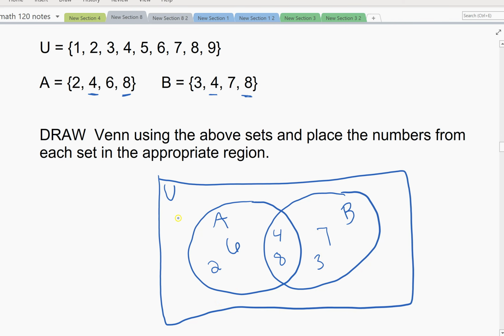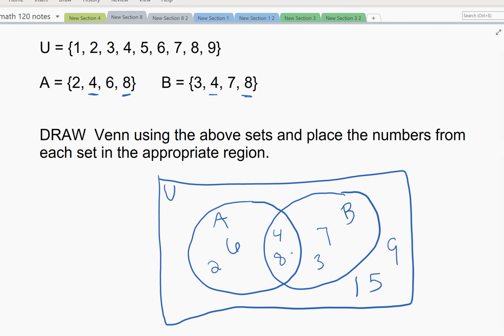And so this outside area would represent all of those numbers not in circle A and not in circle B. Well, 1 is a number in my universal, not in my circles. 5 is a number not in circle A or circle B, and 9. Okay. And so now I should have all numbers accounted for. If I count 1, 2, 3, 4, 5, 6, 7, 8, 9. There's every number in my universal represented in one of my regions.